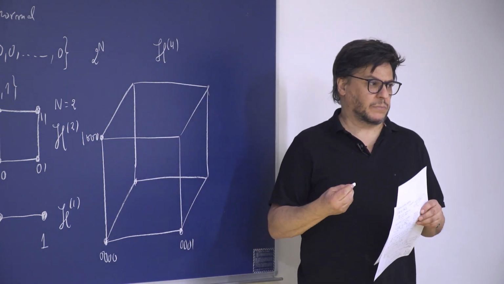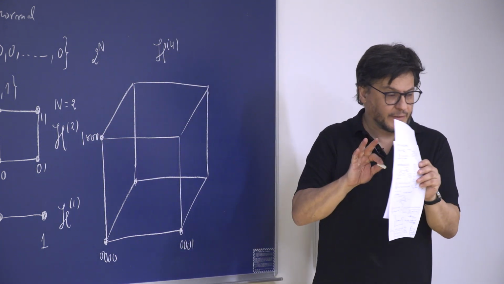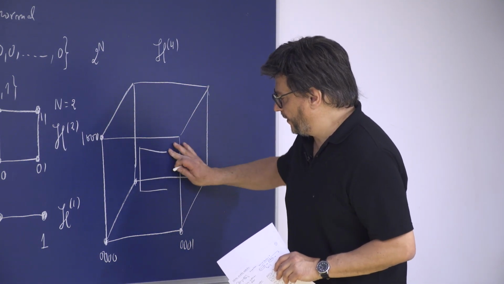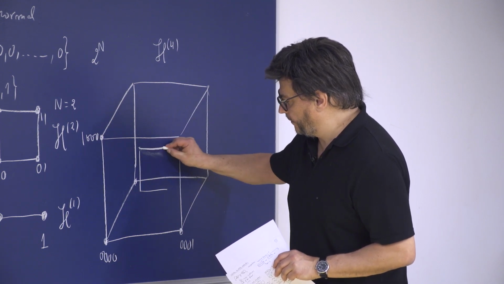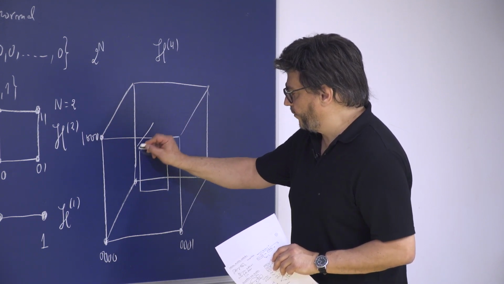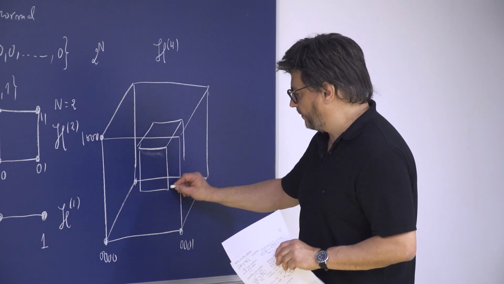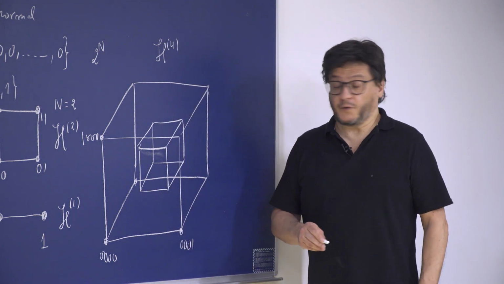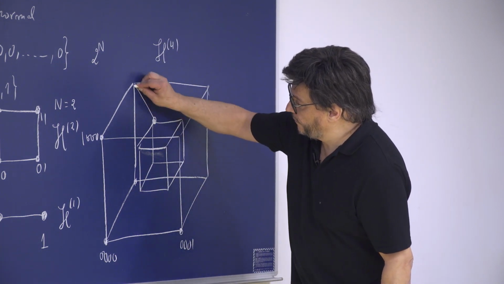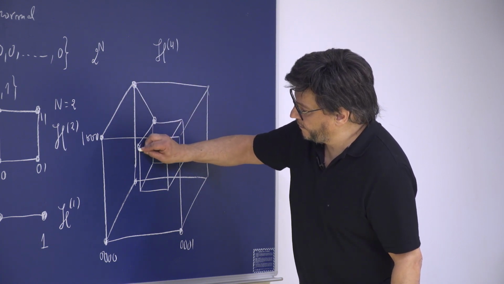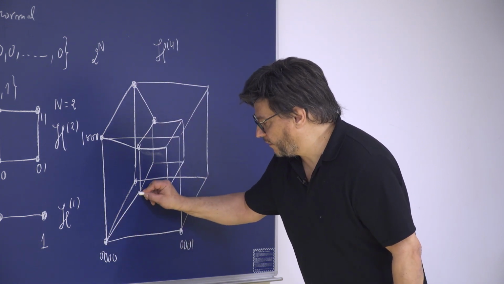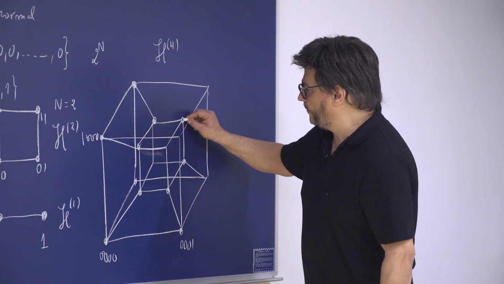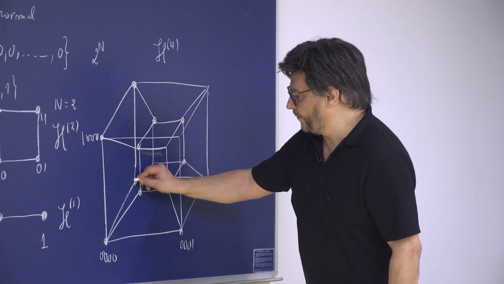But how can I deal with that? Well, let's put a smaller cube inside. Let me see if it's possible to make it as nice as possible. I put another cube inside here, and now I make these following connections. I connect this with this, this with this, this with that, etc., etc. Okay? All right.